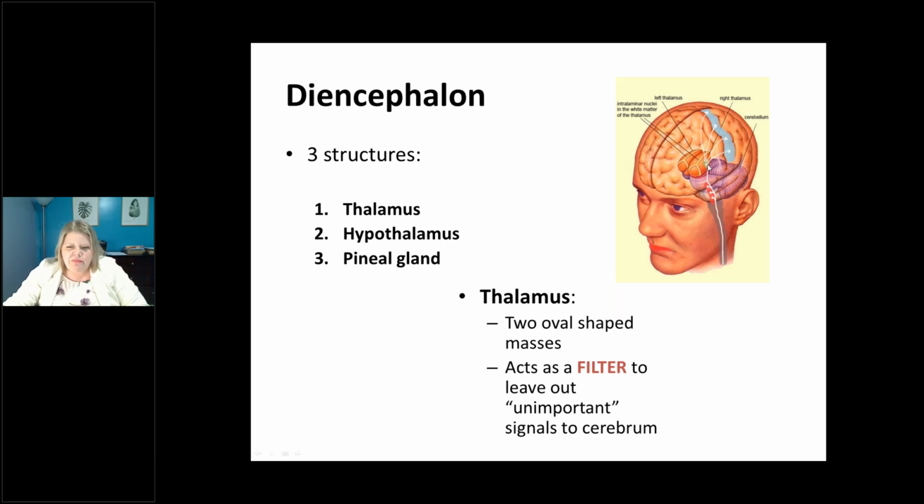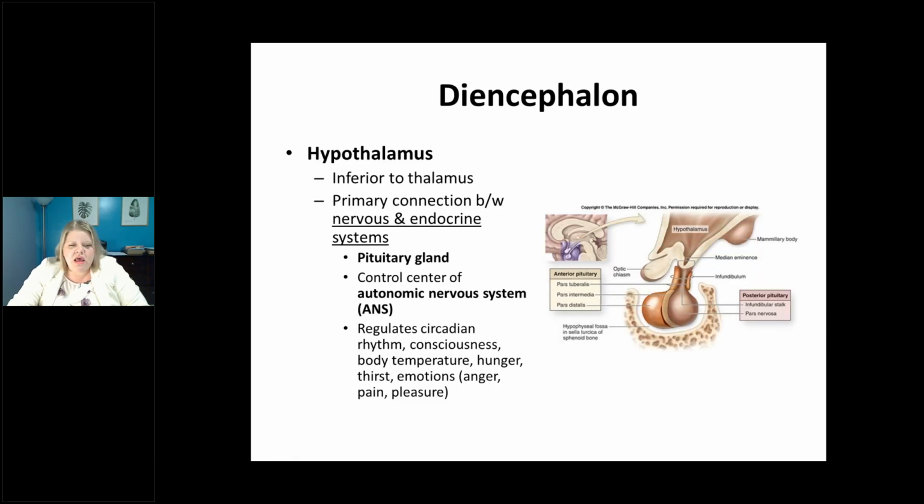And if the sensory info is deemed important, it gets sent into a main sensory region of the brain. The hypothalamus of the diencephalon is found just inferior to the thalamus. It is the primary connection between the nervous and the endocrine system. Remember, both the nervous system and the endocrine system are part of regulating homeostasis, and this is where there's that direct connection.